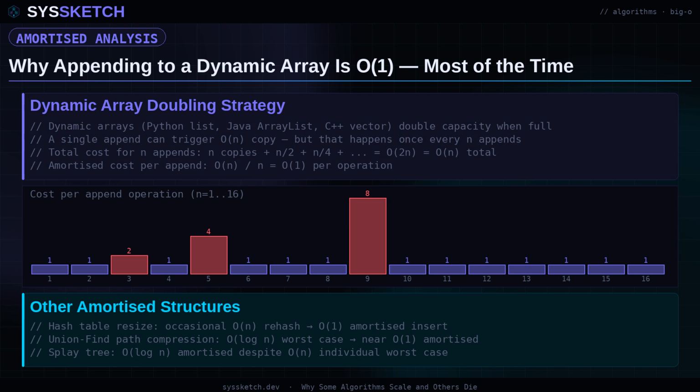Then drop all constants. O(3n + 500) simplifies to O(n). Then drop low order terms. O(n squared + n) simplifies to O(n squared). At a million items, n squared is a trillion and n is a million, n is noise.